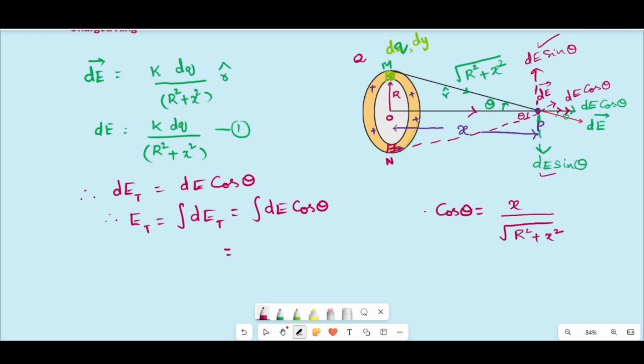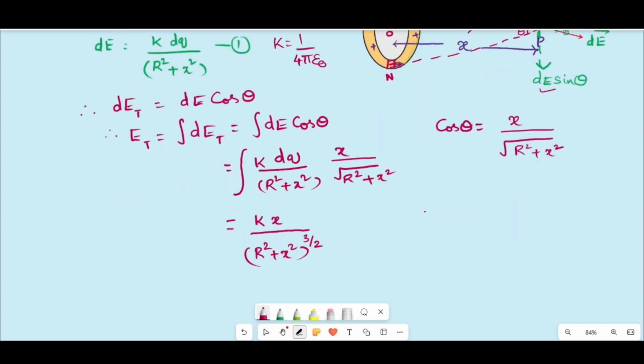Let us substitute dE here. K is 1 by 4 pi epsilon naught, which you remember. So k dq by r square plus x square, times cos theta, which is x upon the square root of r square plus x square. Take the integration. Here k, x and everything else are constant, so we can write out of the integral k x by r square plus x square to the power 3 by 2, integral of dq.